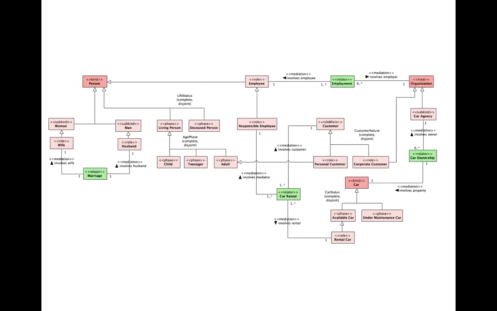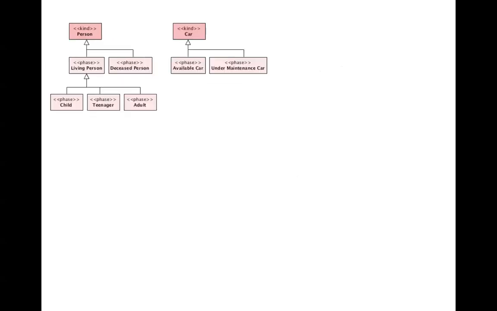A third operation is this viewpoint extraction. So imagine if I look at this and I want to know what are the kinds of things that exist in this domain. Basically 3: people, organization, and cars. People are specialized in the 2 subkinds. So the actual things which exist here are men, women, and car agencies. People are specialized in these different phases. Cars are specialized in these different phases.